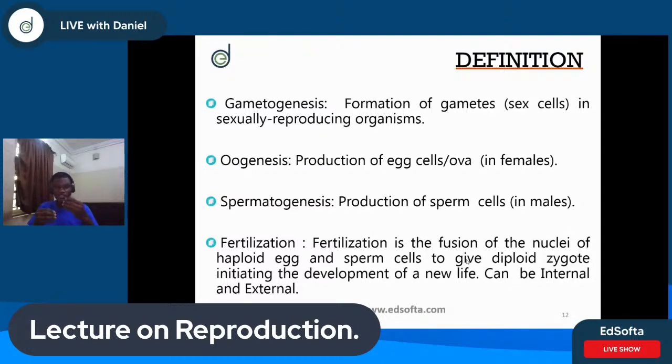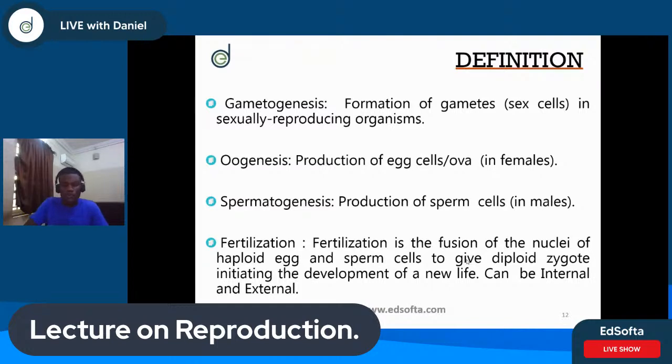Now, what is fertilization? To fertilize means what? Fertilization is the fusion of the nuclei of the haploid egg and sperm cells to give diploid zygotes, initiating the development of a new life. And it can be internal or external. Now, for life to commence after copulation, fertilization must take place. The sperm must fuse with the egg to give a diploid zygote, that will initiate the beginning of a new life, and it could be internal or external.